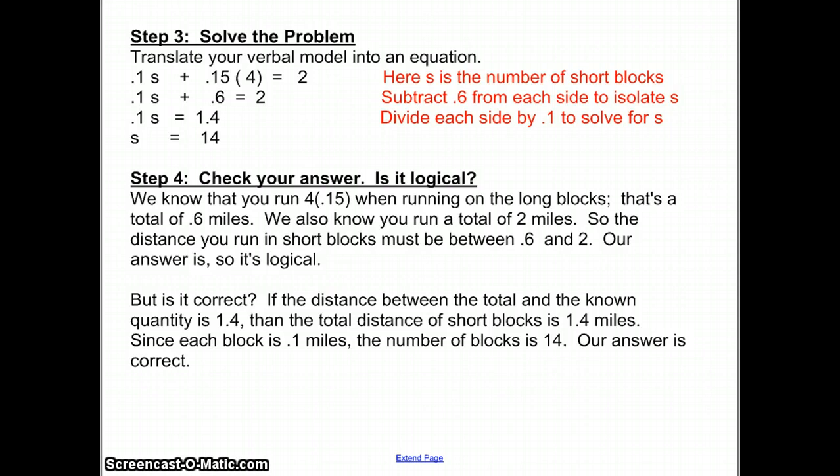So our answer is logical, but is it correct? If the distance between the total and the known quantity is 1.4, that is 2 minus the 0.6, then the total distance that you run in short blocks is 1.4. Since each one is 0.1 miles, then you can figure out the number of blocks is 14. So our answer is correct.